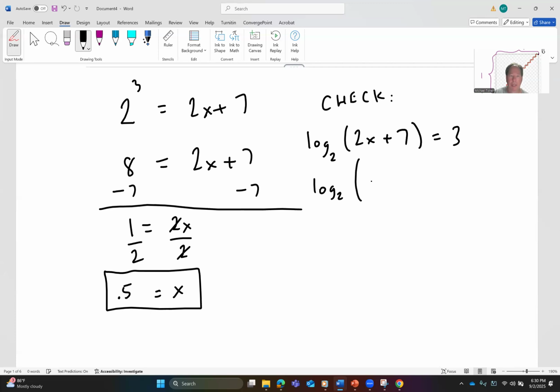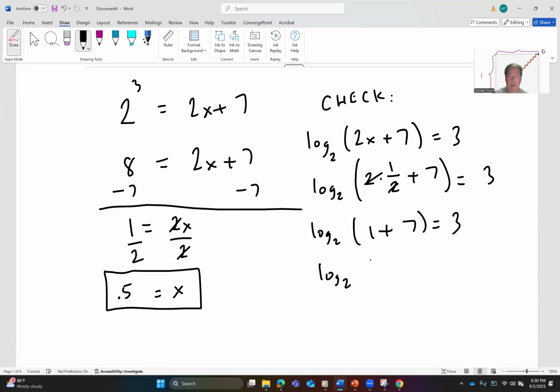All right, now we'll put the x in. That'll be 2 times, and 0.5 is the same as a half. So I'll just put the 1/2 in like that because we can invoke a little trick there. The trick is we can just cancel the 2's out. So canceling the 2's out, we just have 1 left over plus 7, and we got log to the base 2 of (1 + 7), which is 8, equals 3.